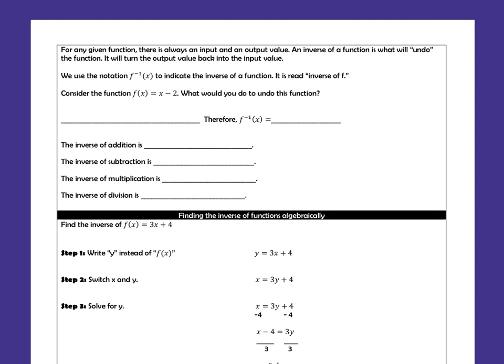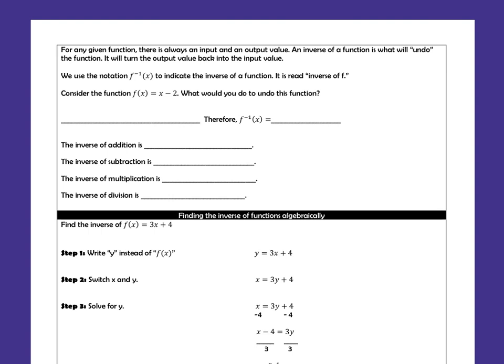So for any given function, there's always an input and output value. An inverse of a function is what will undo the function, and it will turn the output values back into the input value, which is kind of a weird statement. So I found some notes from another teacher, put in a different way than what I did. Same way, different words. So that's what we're doing today.